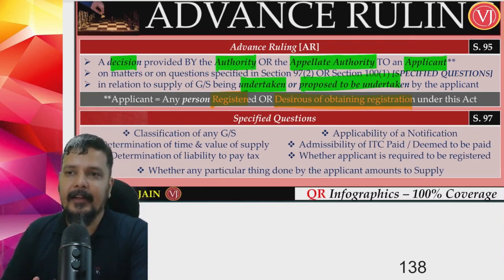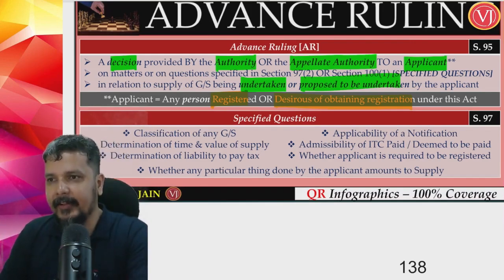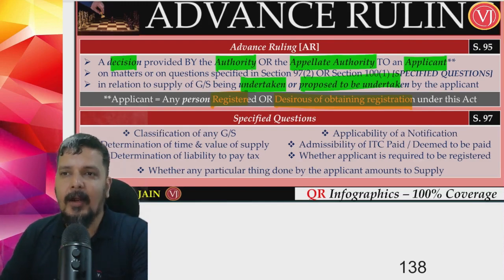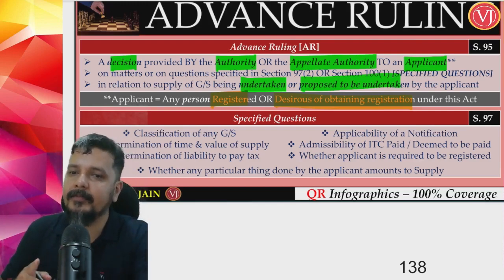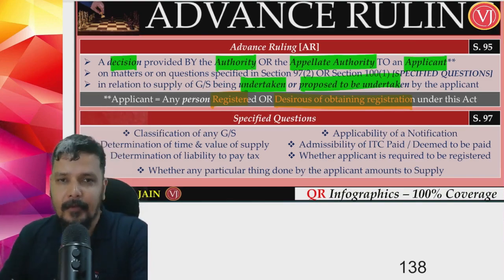But two things are very clear. The applicant can be a person who is registered or who is desirous of getting registration. Second, the activity on which he is having a question could have been already undertaken or proposed to be undertaken, either past or even future.